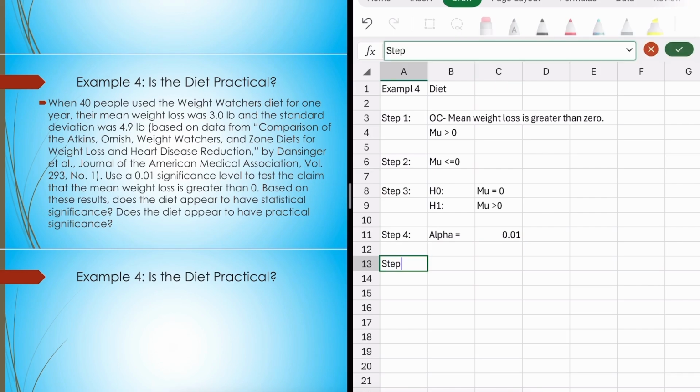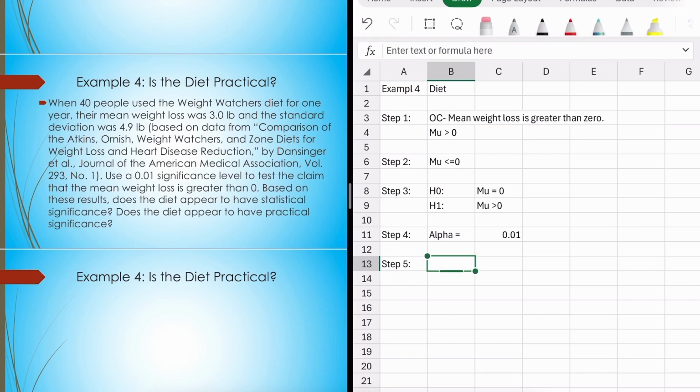Now, step 5, test statistic. This is a mean where we don't have a population standard deviation, so it's t distributed. The test statistic is going to be t equals x bar minus mu over s over square root n. That's the test statistic in this case.